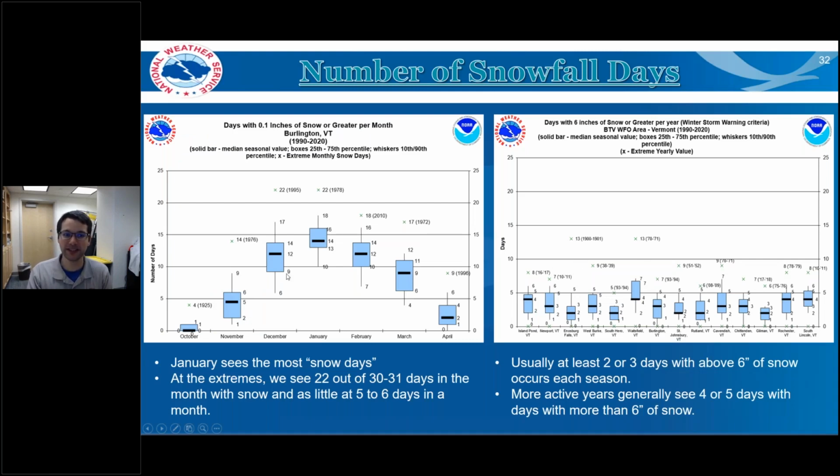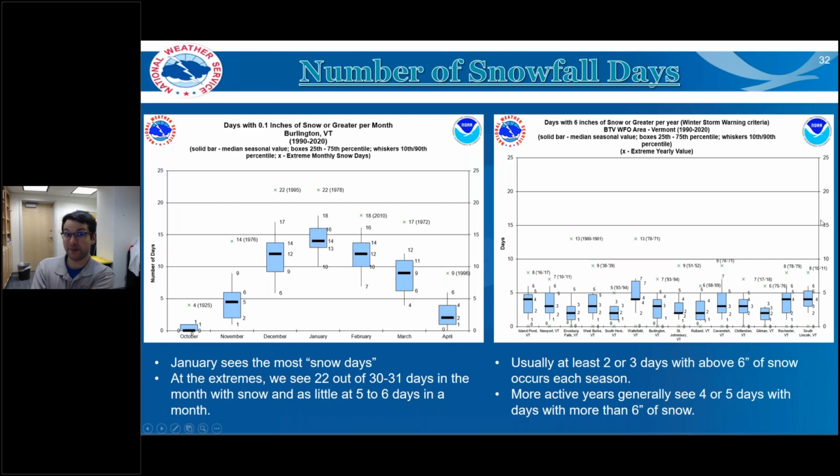How often do we see snow on a day-to-day basis? Typically in the heart of winter, looking at this period of December, January, or February, you'll see that each of these months we have snow about 9 to 15 days, or about a quarter to half of the month. There is at least a tenth of an inch of snow occurring each day. On more of our active years, it can be as much as 22 days out of the whole month.